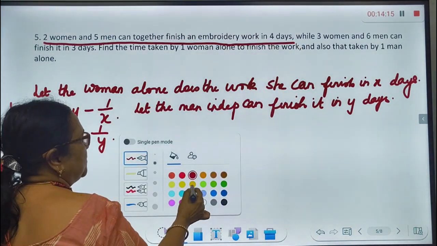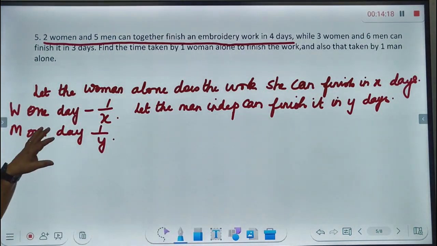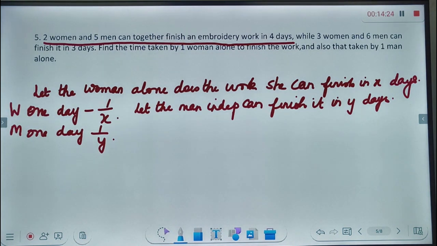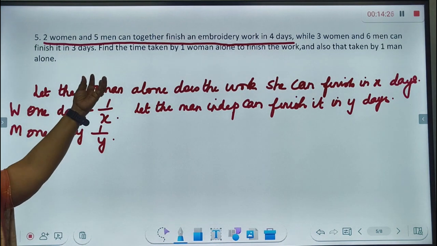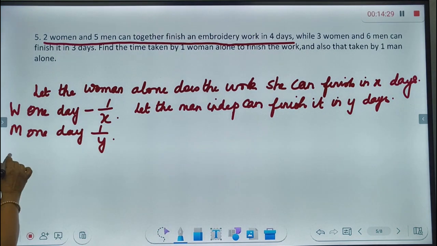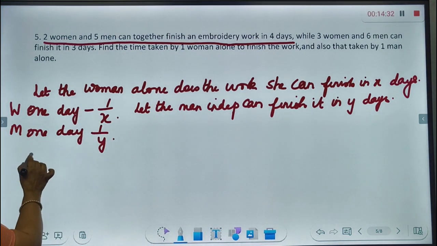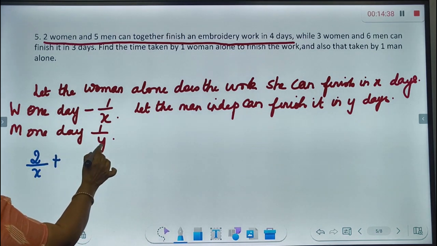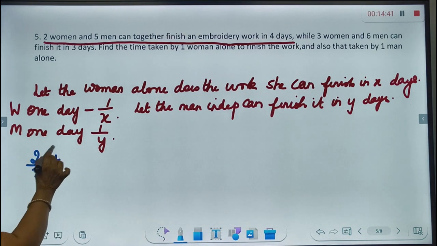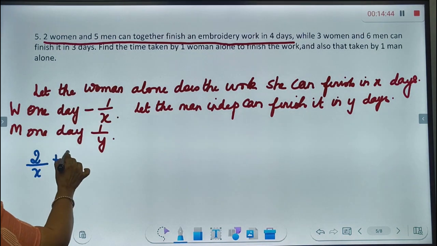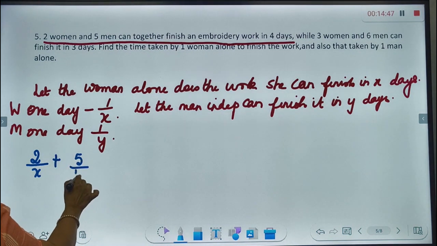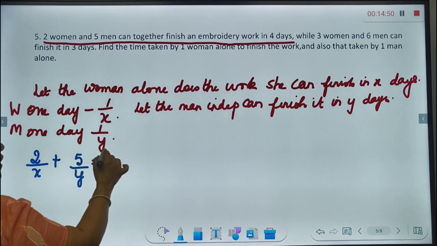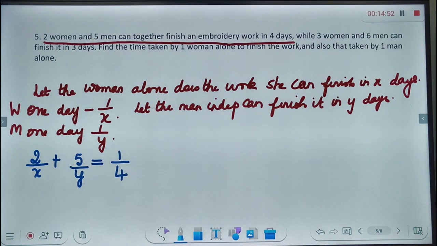So in all these word problems, it's very important that you know how to define the variables and convert the sentences into equations, which is called mathematical modeling. So you should know how to convert a word problem into equations. One woman can do in one day 1 by X. So 2 women will be able to do 2 by X. One man can do it in Y days, so in one day a man can do 1 by Y of the work. So 5 men will be 5 by Y. Together, if they work for 1 day, how much work will get completed? 1 by 4. One day's work will be 1 by 4.